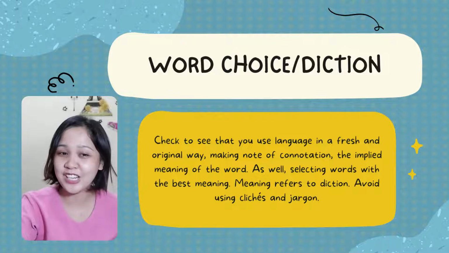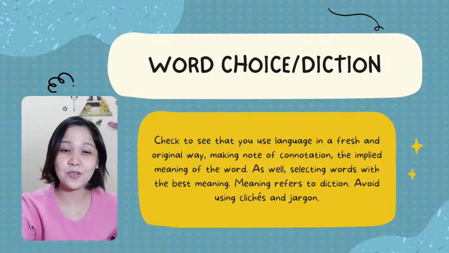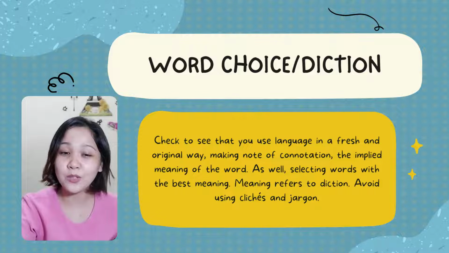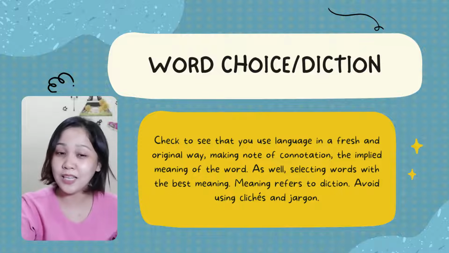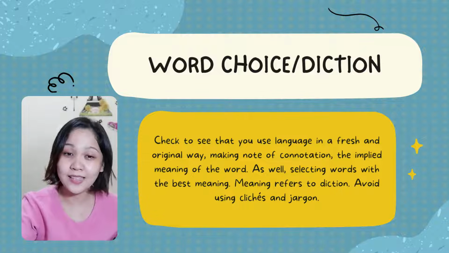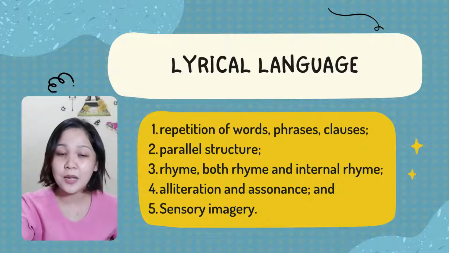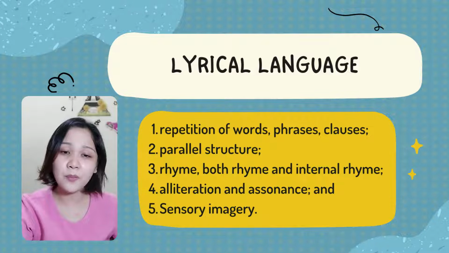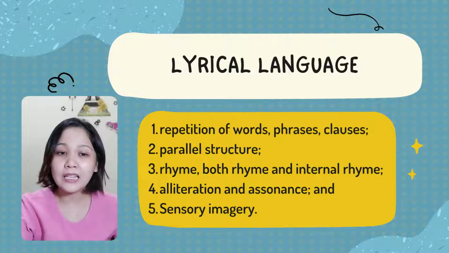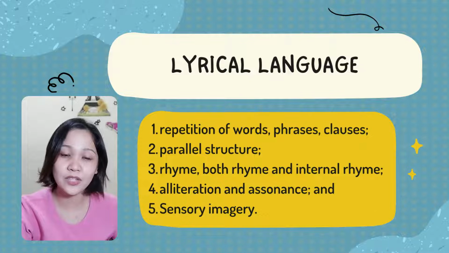Word choice or diction. Check to see that you use language in a fresh and original way, making note of connotation, the implied meaning of the word. As well, select words with the best meaning. Meaning refers to diction. Avoid using clichés and jargon. Lyrical language: repetition of words, phrases, and clauses. Parallel structure. Rhyme, both rhyme and internal rhyme. Alliteration and assonance, and sensory imagery.